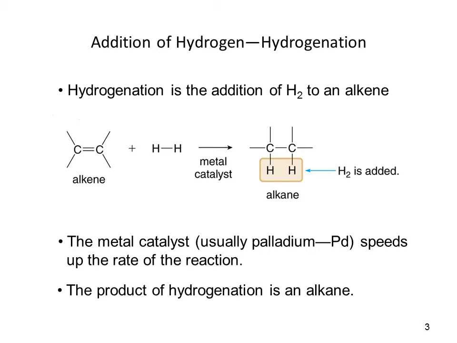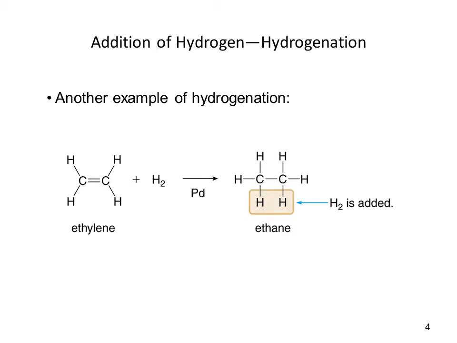We'll talk about that later. The product of hydrogenation is an alkane, because after the hydrogen adds across the double bond, you can see that it is a saturated set of carbons. The double bond is gone now, and so now we have an alkane.